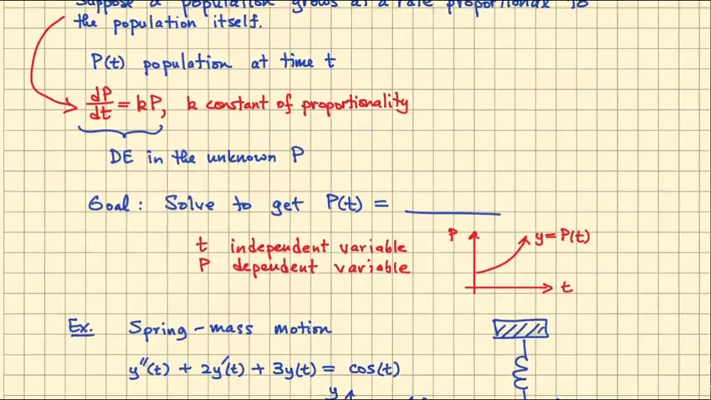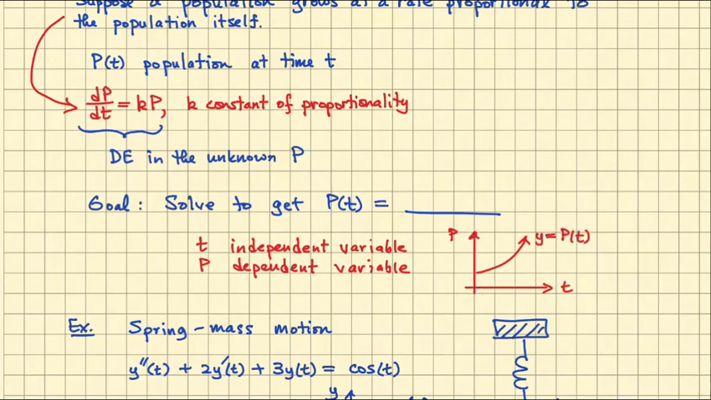Our goal would be to solve to get a formula for the population at time t. We fill in this blank with a formula for P of t if we could. Right now, that's not our main point. We're really just trying to discuss the nuts and bolts of what is going on rather than trying to solve them. It's important to realize here that time t is the independent variable and P is the dependent variable. So for example, if we were going to graph whatever the solution to this is, we would have t on this axis and P on this axis, and then y would be P of t.